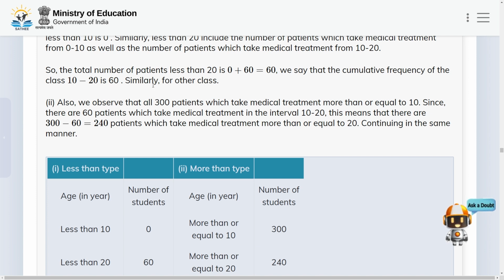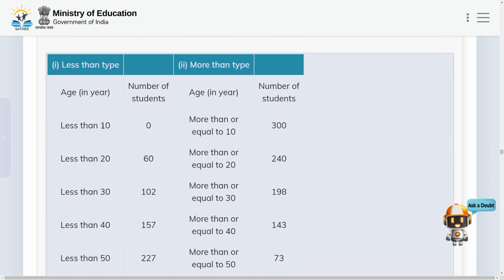Similarly for other classes. Also we observe that of 300 patients who take medical treatment, since there are 60 patients in the interval 10 to 20, this means that there are 300 minus 60, that is equal to 240 patients who take medical treatment more than or equal to 20. So continuing in the same manner, we get this table.